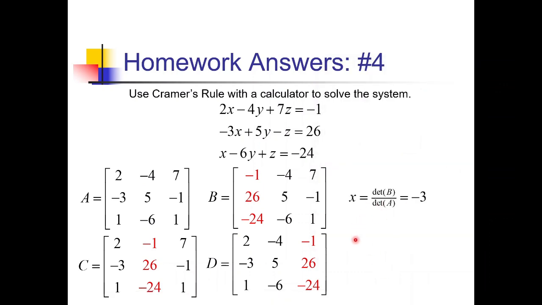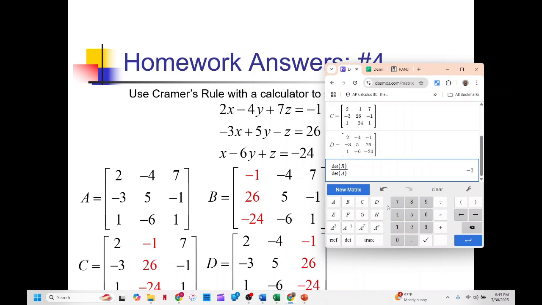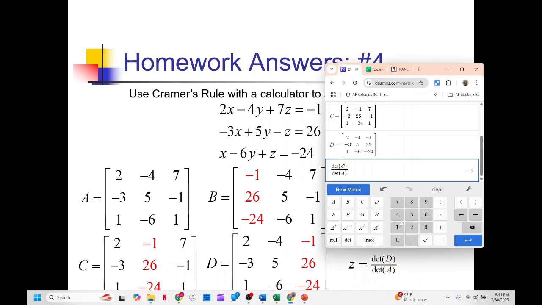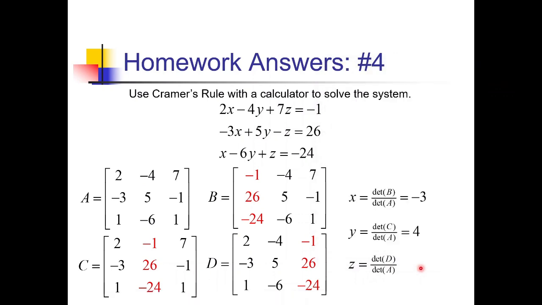And now for the y value, I'll do determinant of c divided by determinant of a. So back on the calculator, just replace the b with a c, and we've got positive 4 for the y value. For the z, I need to do determinant of d divided by determinant of a. Too many d's going on there. Let me just replace c with d, and that becomes 3 for the z value. So then, final answer, we've got negative 3, comma 4, comma 3.